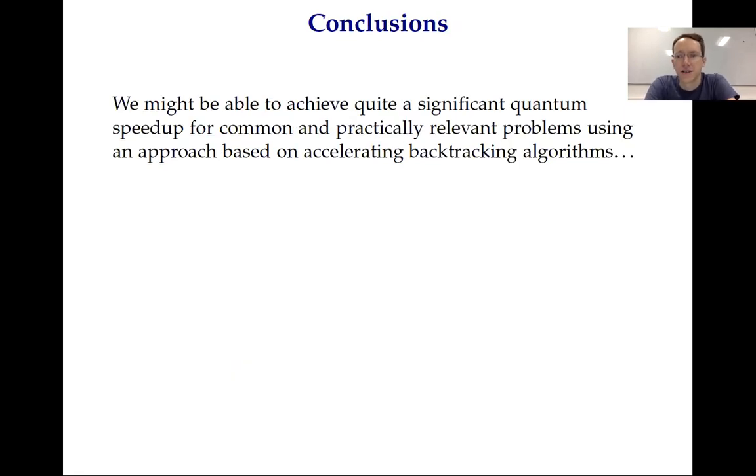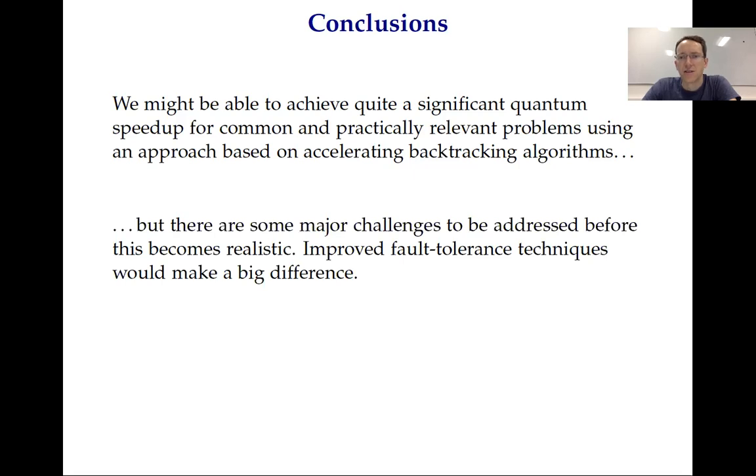Okay, so just to summarize what I said, we might be able to get a fairly significant quantum speed up for very common and also very practically relevant problems using an approach that's based on accelerating backtracking algorithms. So we may be able to achieve a square root type speed up over classical algorithms based on backtracking or branch and bound by using quantum algorithms based on quantum walks. But there are a lot of challenges that we need to address before this actually becomes realistic. In particular, we really need to improve our fault tolerance techniques, or have extremely low error quantum computers, in order to make the algorithms that I discussed really applicable on real quantum devices to real problems.